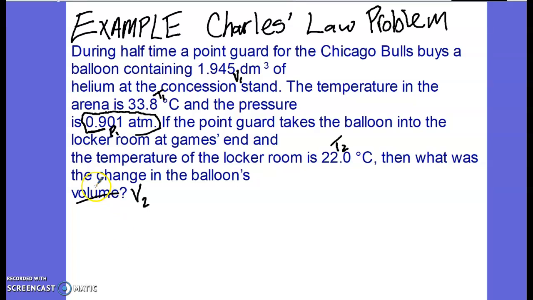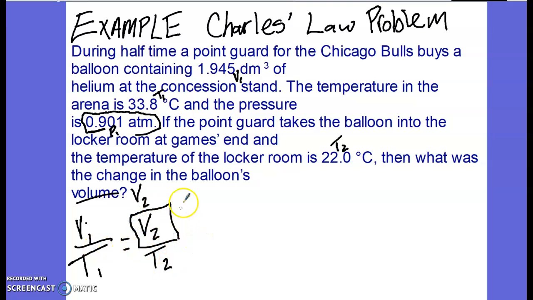High pressure system. So this is Charles's law, so we're going to use the equation: our first volume divided by our first temperature equals our second volume divided by our second temperature. We're trying to find V2, so we want to get V2 by itself. So multiply both sides by T2 to get our equation. V2 would be equal to V1 over T1 times T2. So that'll be our equation.